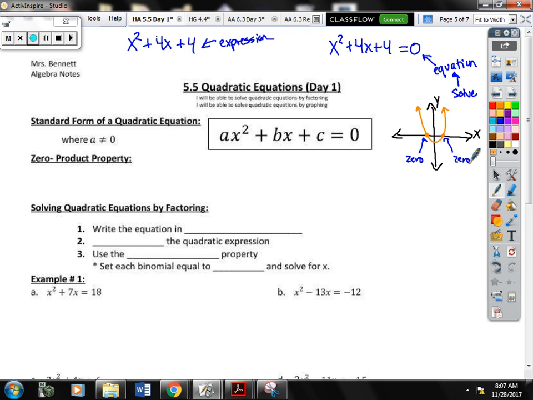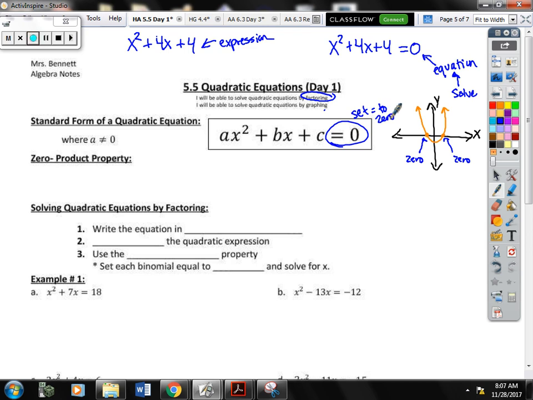So basically we're going to be solving by factoring. We're also going to solve by square rooting today. And then tomorrow we'll look at the graphics. So we'll make sure we have our graphing calculators tomorrow. So standard form, just like we've seen, ax squared plus bx plus c, but it has to be set equal to 0 in order for it to be in standard form.